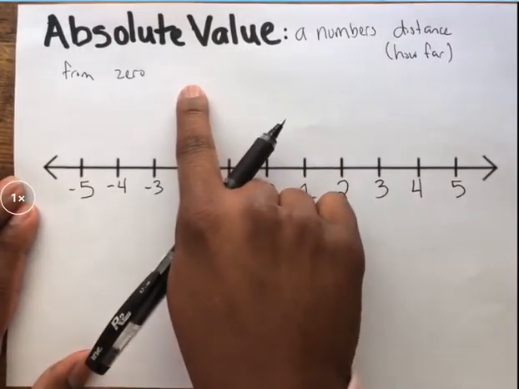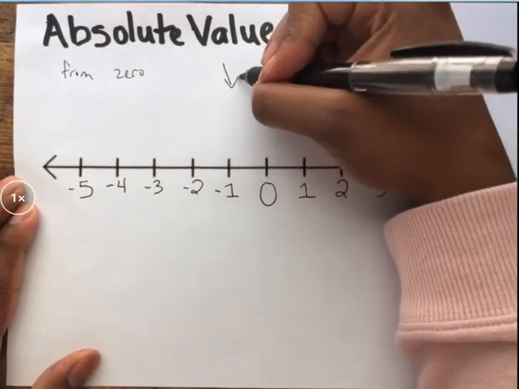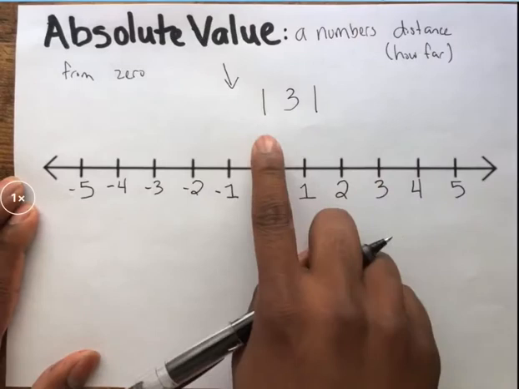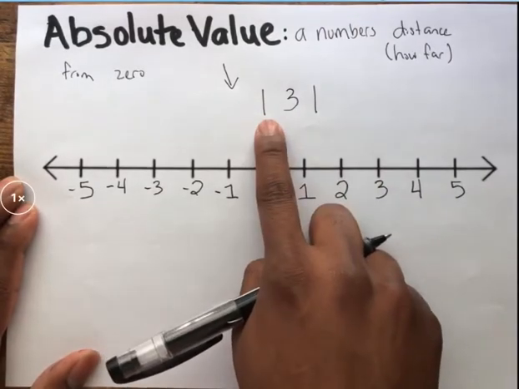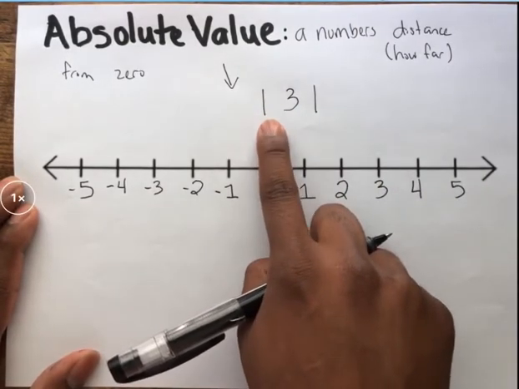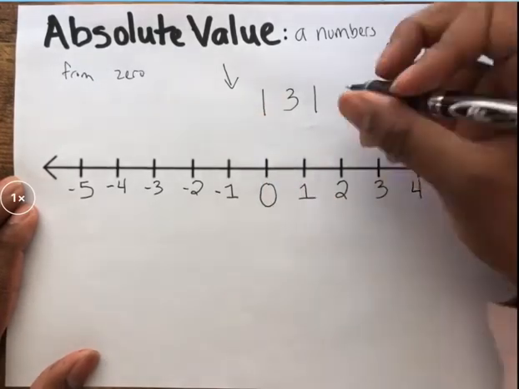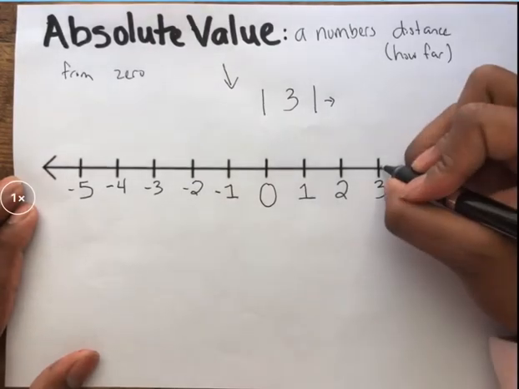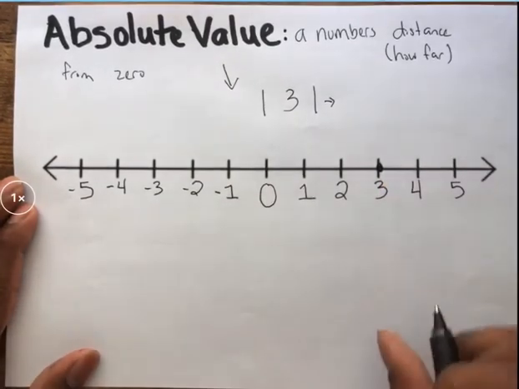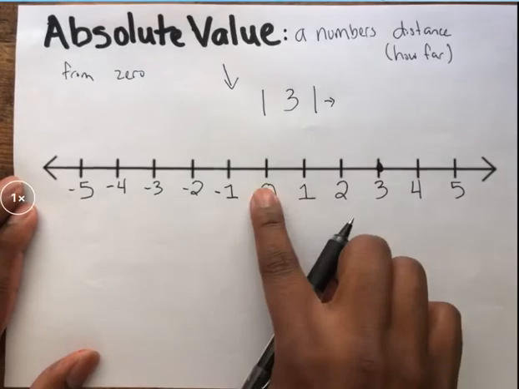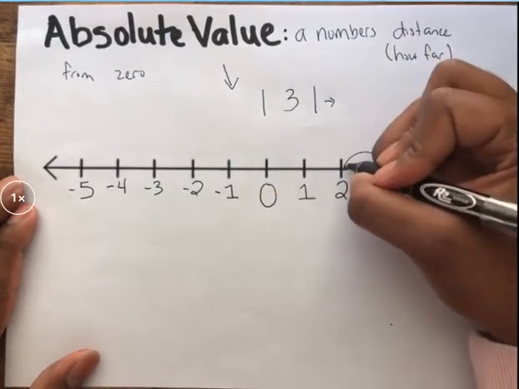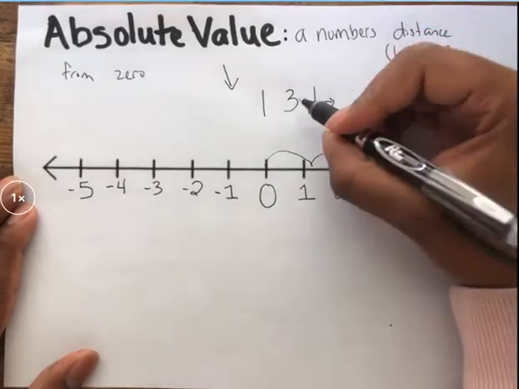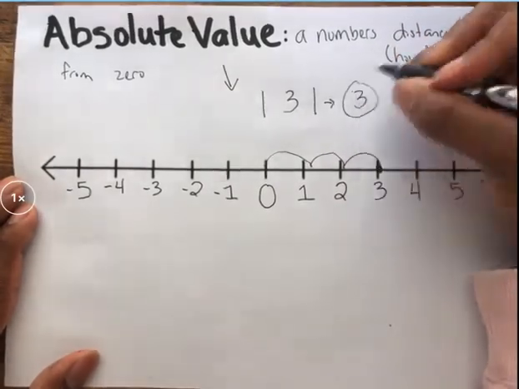And we use absolute value, and it'll be represented with a sign like this. So when you see two lines around a number, it's asking you for the number's absolute value. So in this case, how far is 3 from 0? If I start at 3, I actually can count this out. So here's my 3. How far is it from 0? Well, let's see. 1, 2, 3 spaces. So my answer for the absolute value of 3 is just 3.